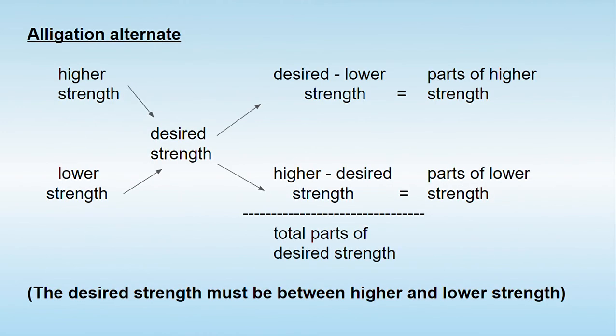So first let's understand the alligation alternate method, into which, as I told you, a minimum of two mixtures are required. One is of comparatively higher strength, one has the lower strength. And what I desire, the required one, I will keep like this. I make the arrows like this. I find out the difference from the higher to the desired one, and the difference from the desired to the lower. Desired will have a higher value than the lower strength. I will write the parts of the higher strength and the parts of the lower strength. I will add the total of these and I will get the total parts of the desired strength. Important thing, my desired strength must be between the higher and the lower strength.